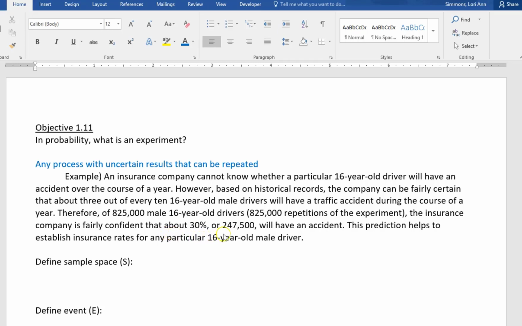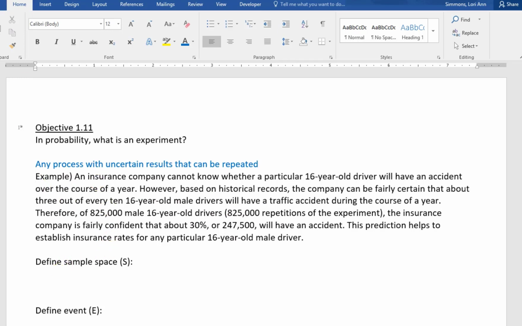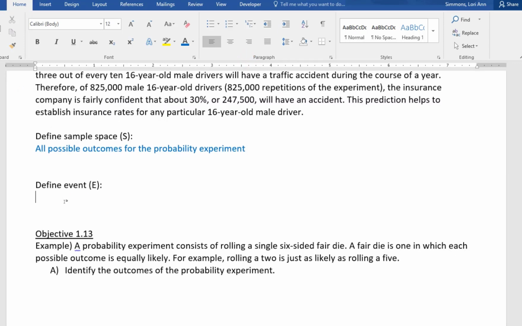or 247,500, will have an accident. This prediction helps to establish insurance rates for any particular 16-year-old driver. So this is an experiment in probability, just an example. So let's go on to defining sample space. It is all possible outcomes for the probability experiment. And an event is a collection of outcomes from a probability experiment.